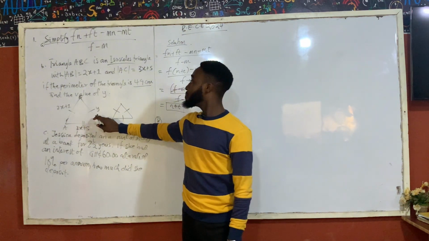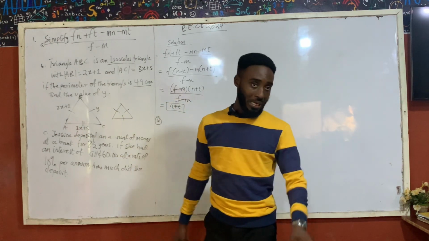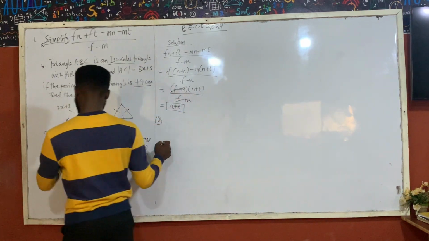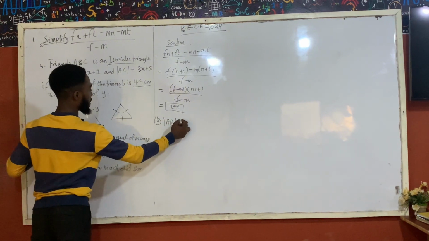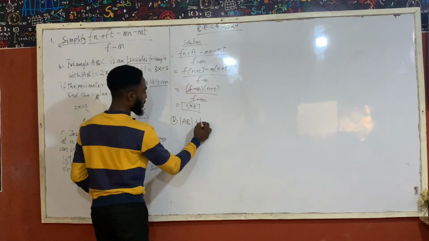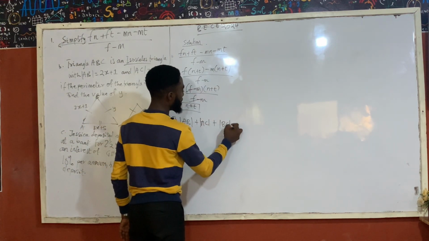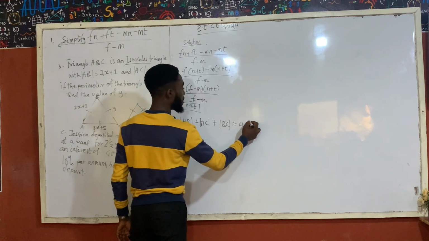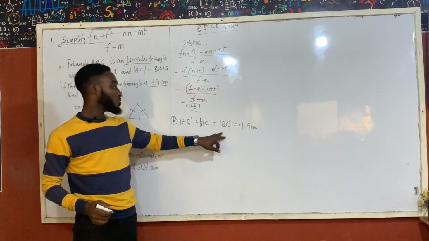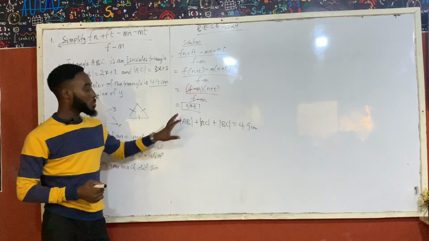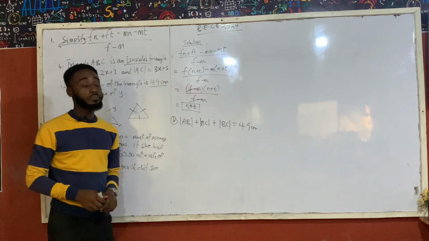So y is also the same as 2x plus 1 because they are equal, right? So I can add it this way: AB plus AC plus BC should be equal to 49 centimeters. Some of these representations are very important for you so that the examiner knows how you are arranging your things. So you have to put these representations in place.